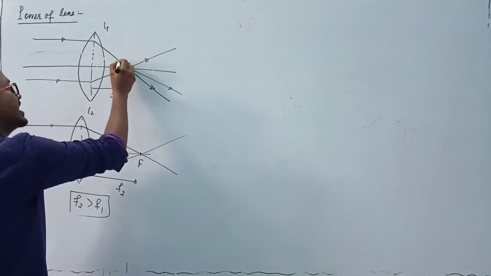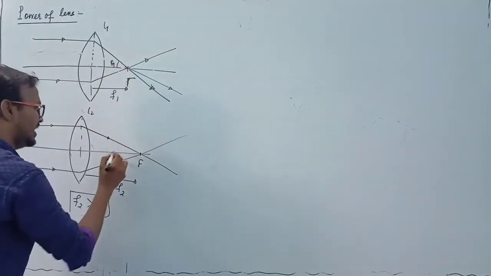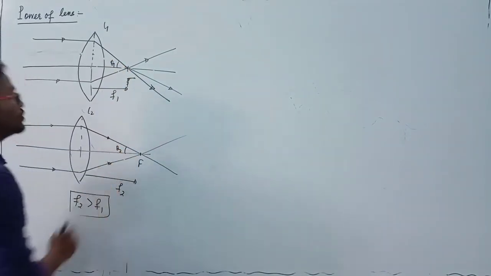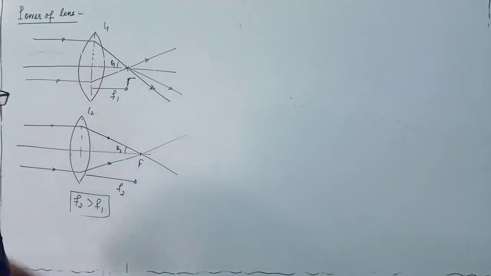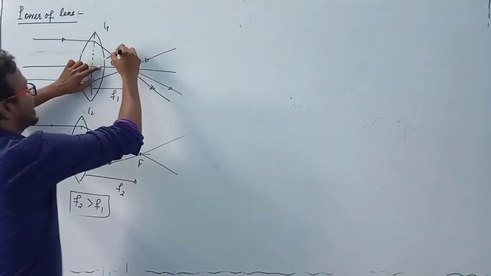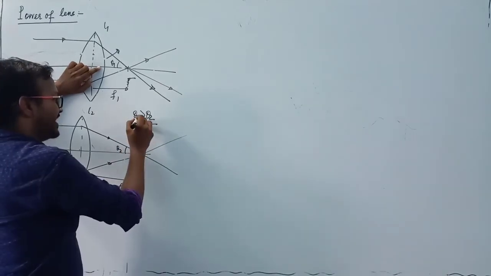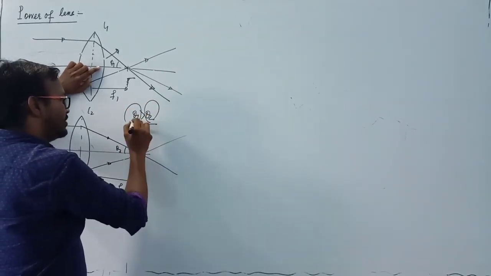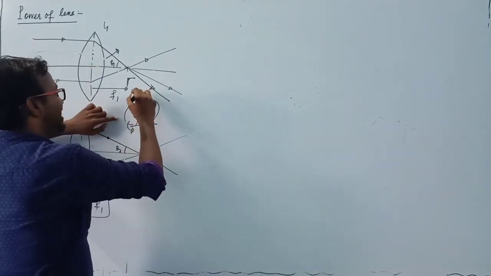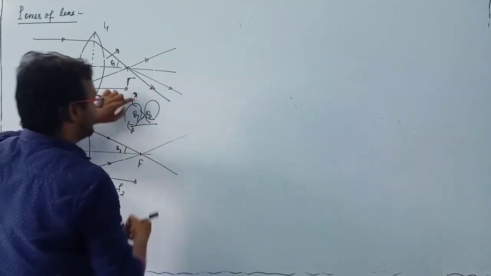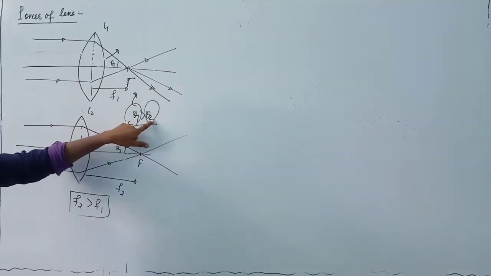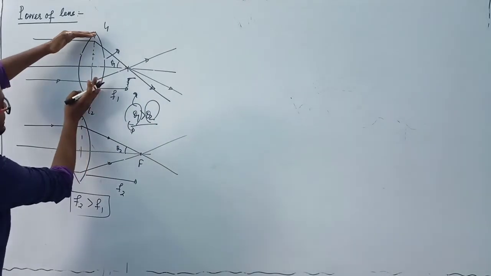So if this angle is theta1 and this angle is theta2, which angle is maximum? This angle is maximum. That means theta1 is greater than theta2. So if theta1 is greater than theta2, this indicates that this lens has maximum power compared to the other. That means its power is maximum.